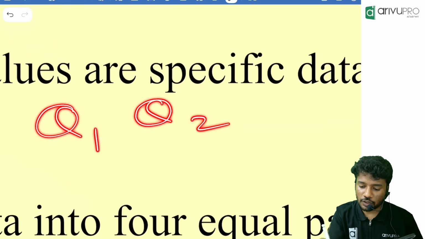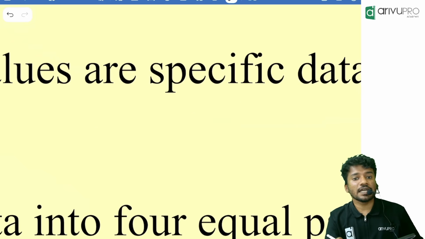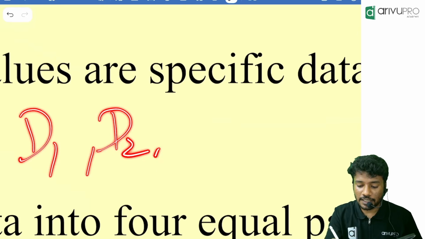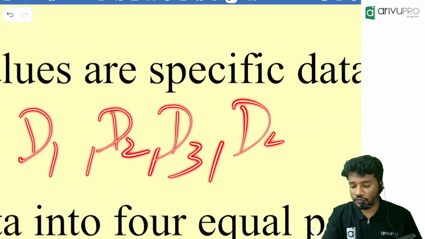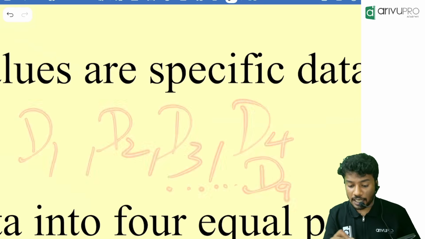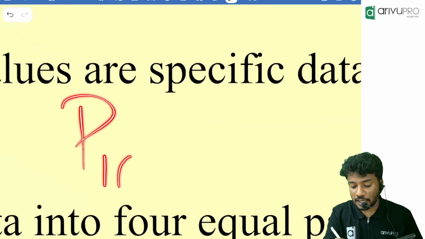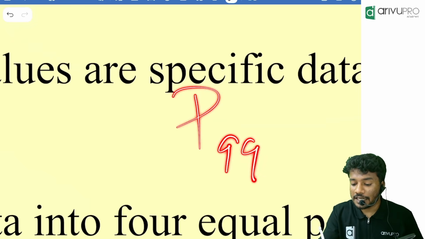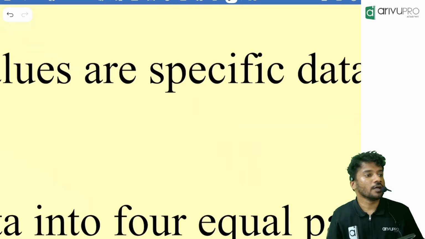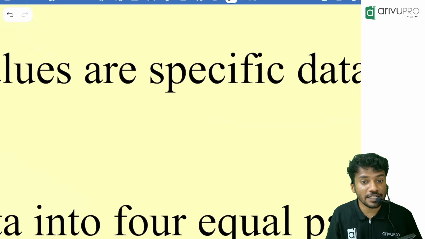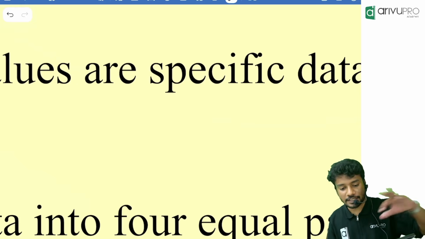Q1, Q2, Q3. Decile is how many parts? 10 parts. And how many deciles are there? 9 deciles. Which are those deciles? D1, D2, D3, D4, and so on, till the last decile will be what? D9. Now my question is, can there be percentile 102? No. Maximum percentile will be what? P99. Minimum percentile is what? P1. Keep that in your mind. So how many percentiles are there in total? 99 percentiles are there in total.